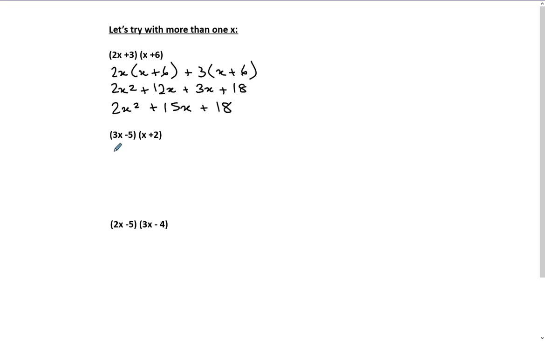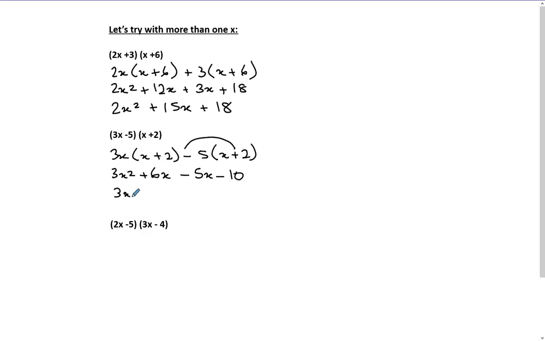Okay, let's try this one. So you've got 3x times x plus 2, minus 5 times x plus 2. 3x squared plus 3 times 2, 6x, minus 5x. Minus times positive is minus, and then 5 times 2 is 10. Collecting like terms, 3x squared plus 6 minus 5 is just 1, so just x, minus 10.